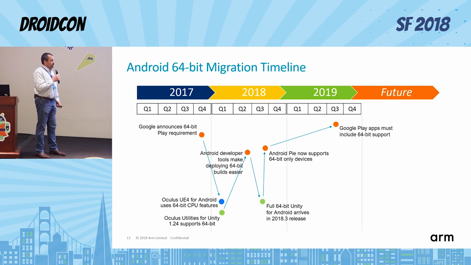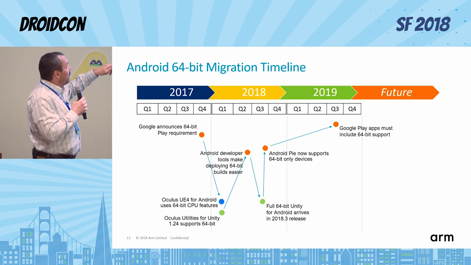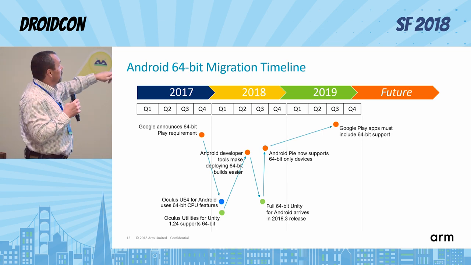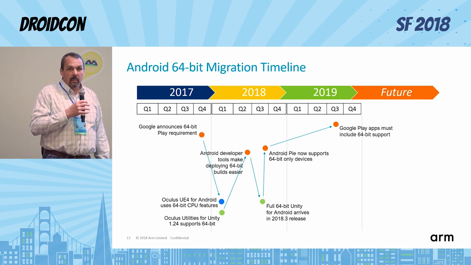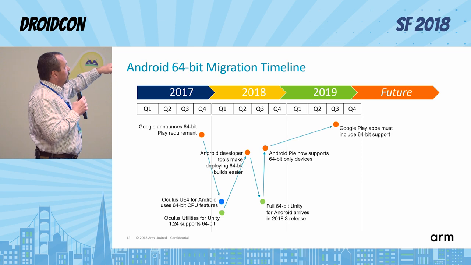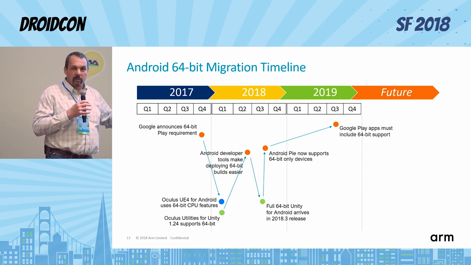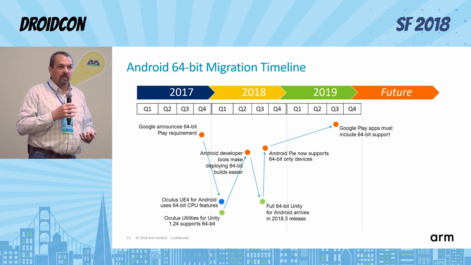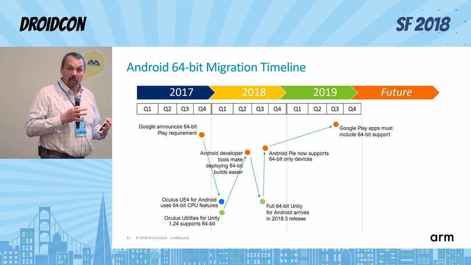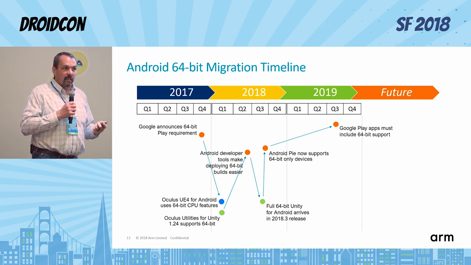So Android, the migration timeline. There's been quite a bit happening around 64-bit. Google announced the 64-bit Play requirement back in Q4 of last year. Both Unity and Unreal have done 64-bit engines for the Oculus portions of their engine. That was announced at GDC earlier this year. Also, if you follow the Google or Android developer blog, you'll see that they're making deploying 64-bit apps a little easier and more streamlined. I'll show you some things later about what Google's been doing to support what could be larger applications, because 64-bit pointers are a little larger and your apps could potentially grow a bit.